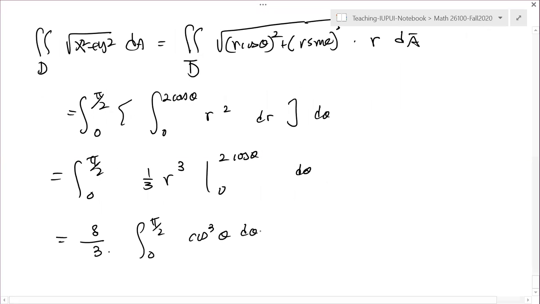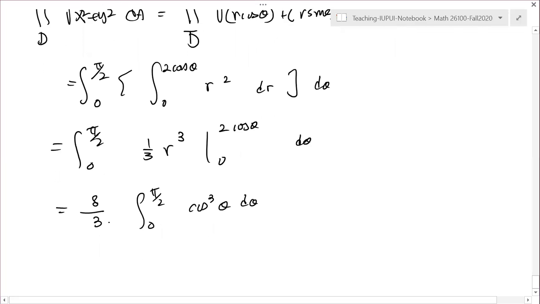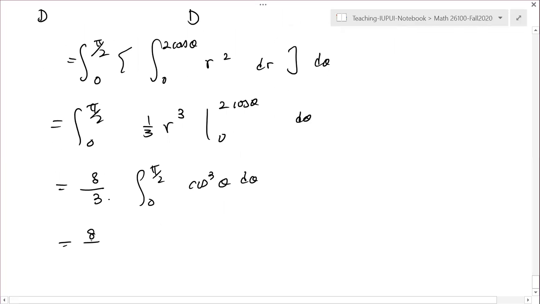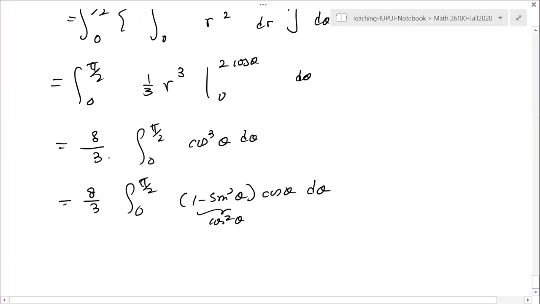The question is how to evaluate this integral. Some of you still may remember, that was a long time ago. So we got 8 over 3 times the integral of cosine cubed theta. I think it's going to be cosine squared theta, that's 1 minus sine squared theta, times cosine theta d theta. If you can express it in that form, then you have to use a substitution again. You let u be sine theta, so du equals cosine theta d theta.